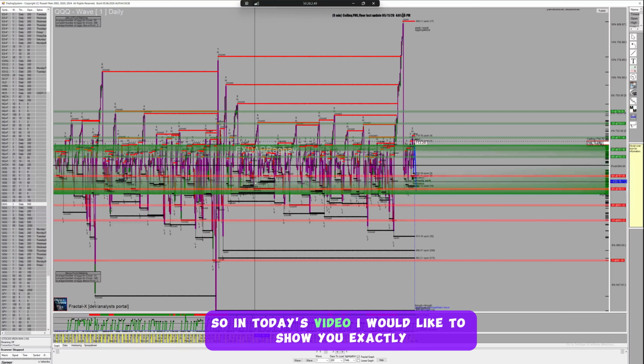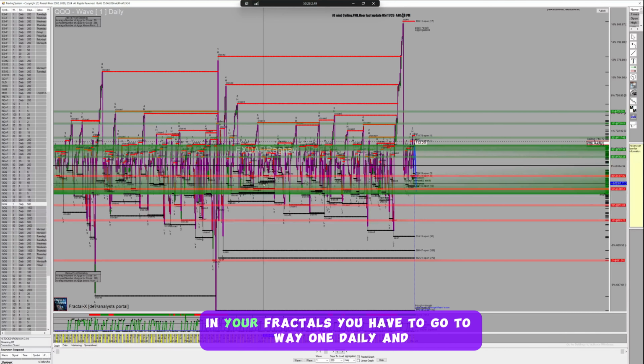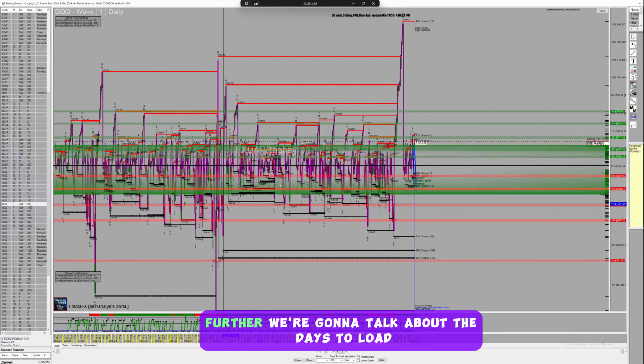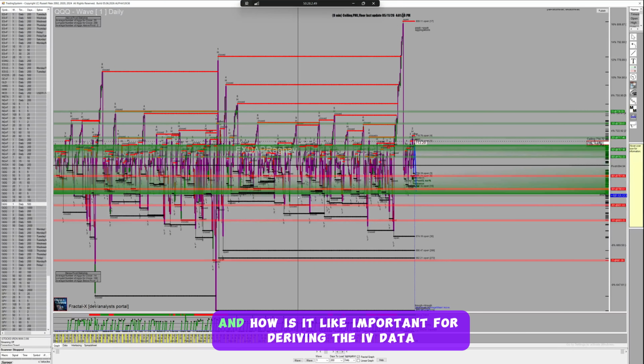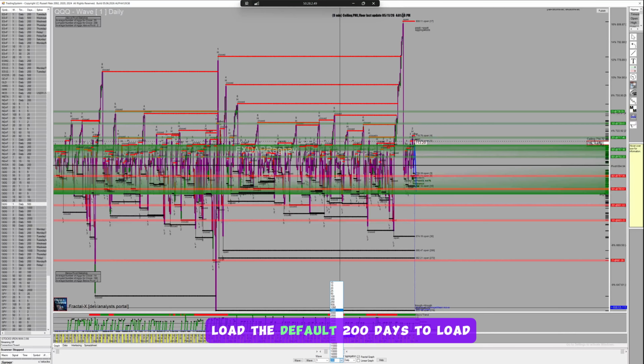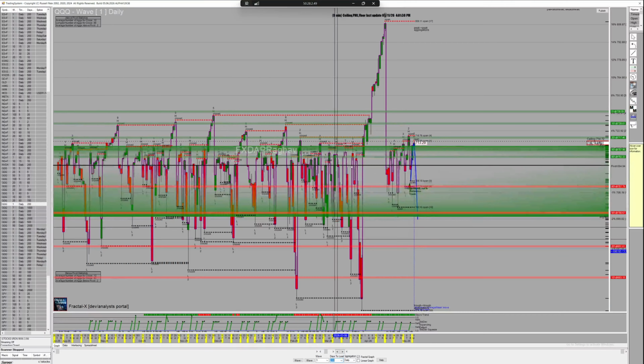So in today's video, I would like to show you exactly what these levels mean, how they are derived, and how you can actually use them in trading, right? So first of all, in your fractals, you have to go to wave 1 daily, and further we're going to talk about the days to load and how it is important for deriving the IV data. So I'm going to first of all load the default 200 days to load right here.